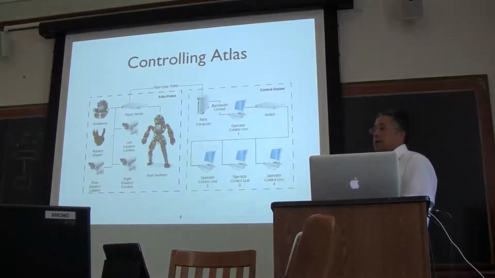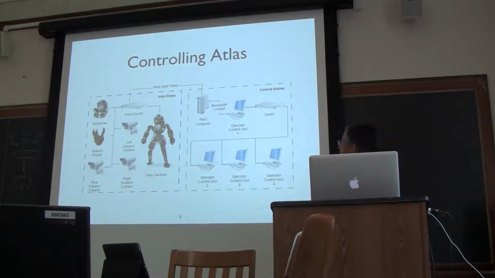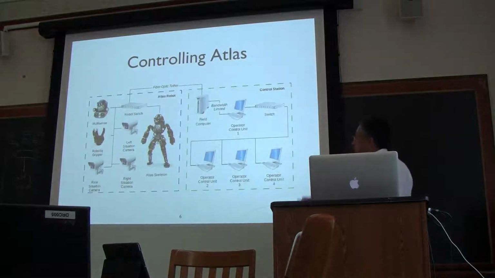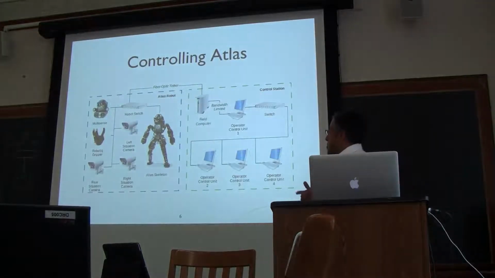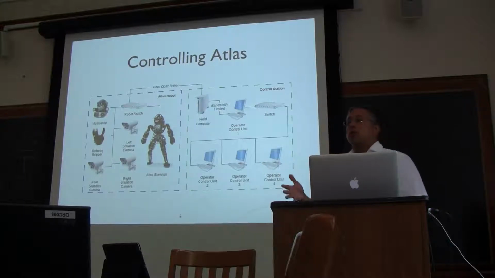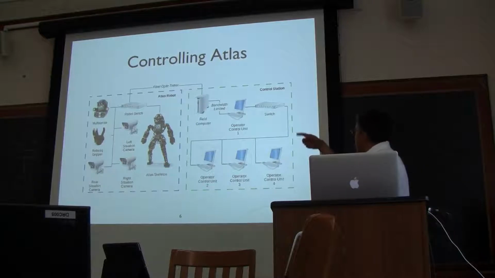Here is a brief diagram of where and how we use Atlas, and how we control Atlas. It comes as hardware with a bunch of add-ons like the sensor head, different kinds of grippers, as well as other cameras. Every team at the trials had a field computer which communicated to the robot through the fiber optic tether, and then we had OCUs, operator control units, which had a limitation on the bandwidth. And we had multiple OCUs on our team.